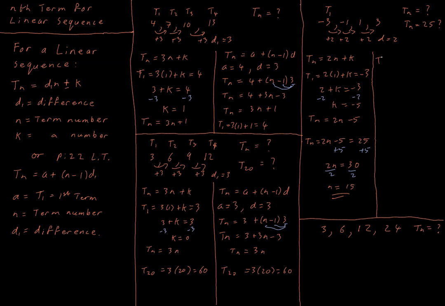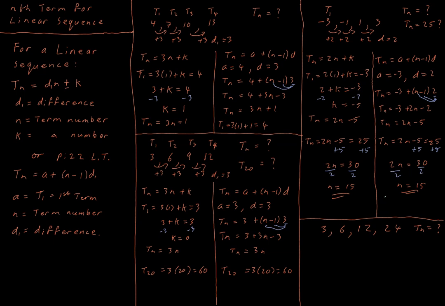Let's do this out using our other formula. Tn is equal to a plus (n minus 1) times d. a is equal to minus 3. d is equal to plus 2. Tn is equal to minus 3 plus (n minus 1) times 2. Multiply that out, and we get Tn is equal to minus 3 plus 2n minus 2. So Tn is equal to 2n minus 5. And then we do exactly the same steps as we did before. I'll write it out for you for completeness.